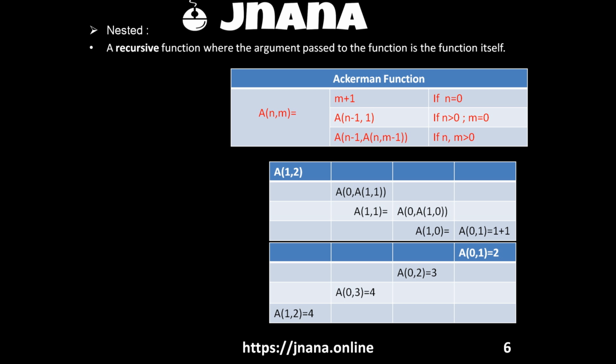Then that value we will replace it here. A of 1 comma 1 is nothing but a of 0 comma 2. A of 1 comma 0 is 2, right? So a of 1 comma 1 is a of 0 comma 2, and a of 1 comma 1 is 3. So that implies a of 0 comma 3. So a of 0 comma 3 is n equal to 0 and m equal to 3. That implies m plus 1 is 4. So a of 0 comma 3 is 4. That is nothing but a of 1 comma 2. So a of 1 comma 2 is 4. This is how we got the output.